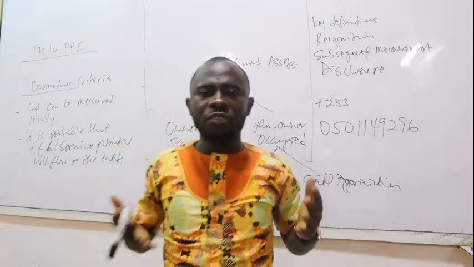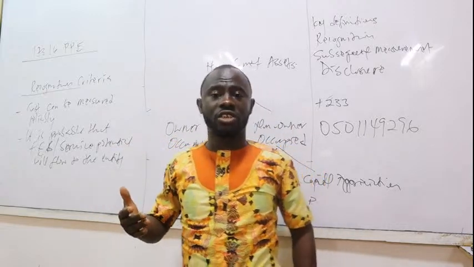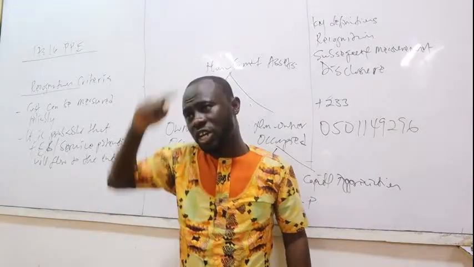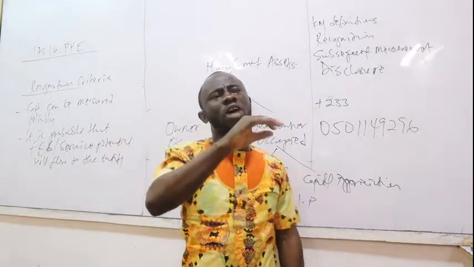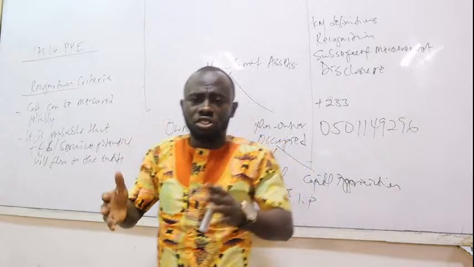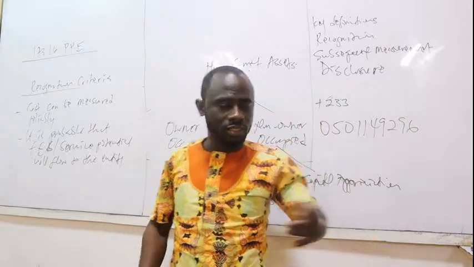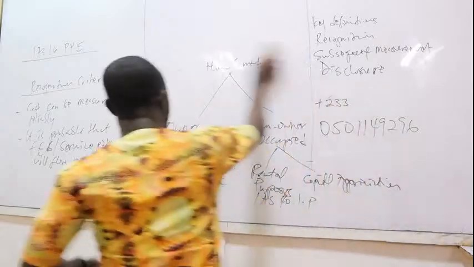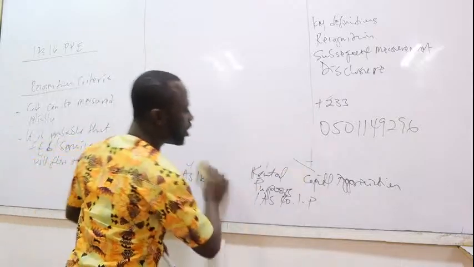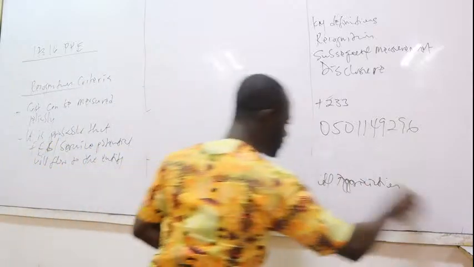Now, after we find out about the recognition criteria and we've met the recognition criteria, we've checked the box, then we need to ask ourselves, what should constitute the initial cost of the asset? So what should constitute the initial cost of an asset?